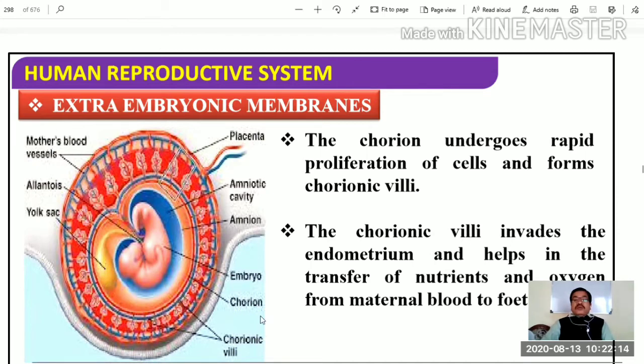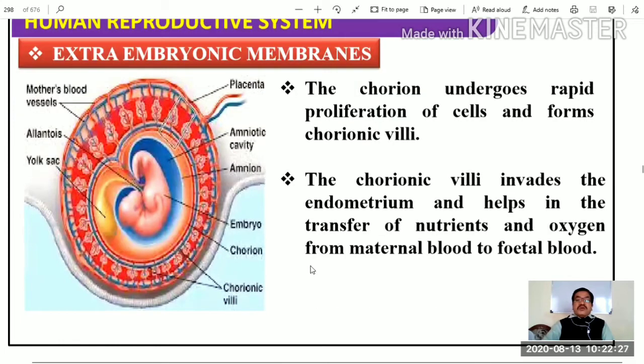Then the chorion undergoes rapid proliferation of the cells and forms the chorionic villi. The chorionic villi invade the endometrium and help in the transfer of nutrients and oxygen from maternal blood to fetal blood. So maternal to fetal blood, it will be transported, and there is a gradual development of the fetus.